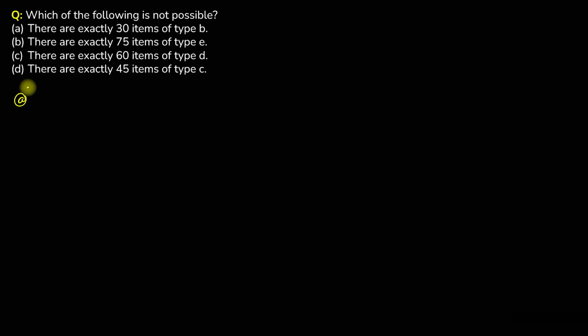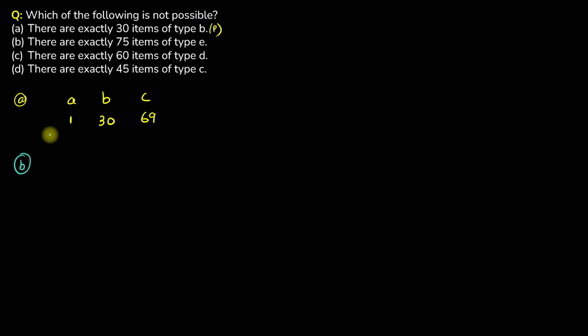There are exactly 30 types of B. So we have type A and type B. Type A is 1, type B is 30. So we have a total of 31. Remaining is 69. So if we assume all 69 are of type C, is this case possible? Yes. 30 is more than or equal to twice of 1. 69 is more than or equal to twice of 30. So this is possible. Check.